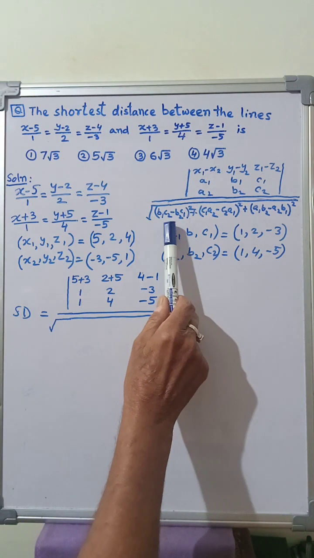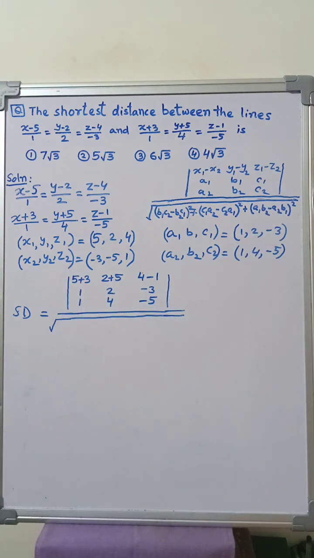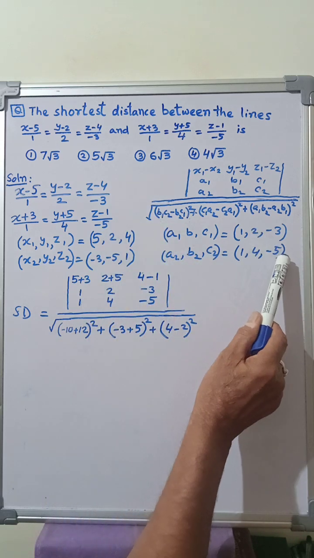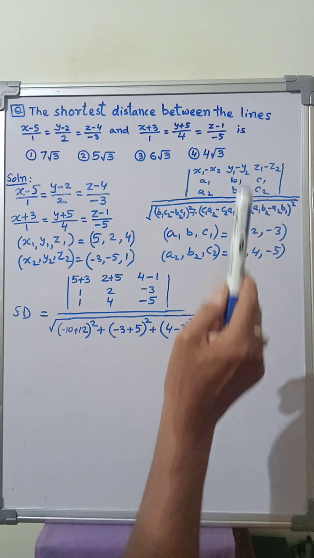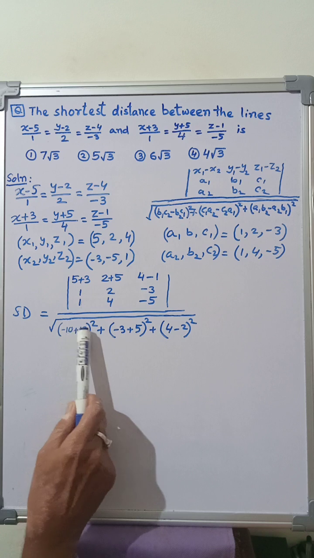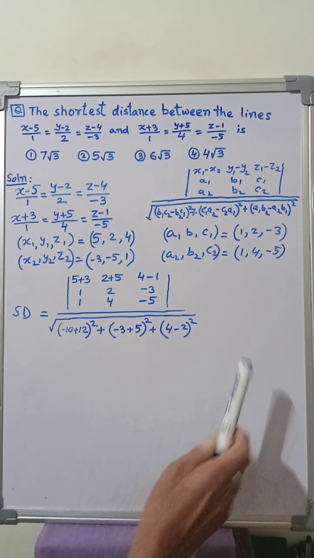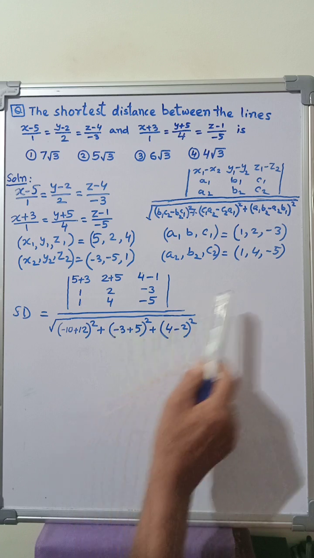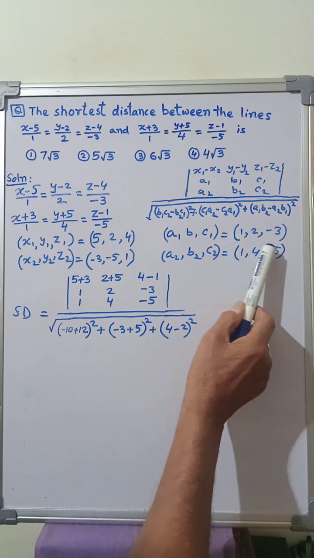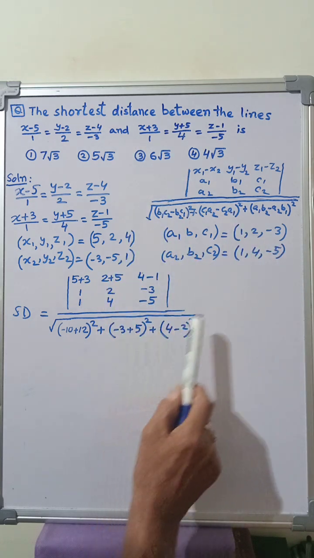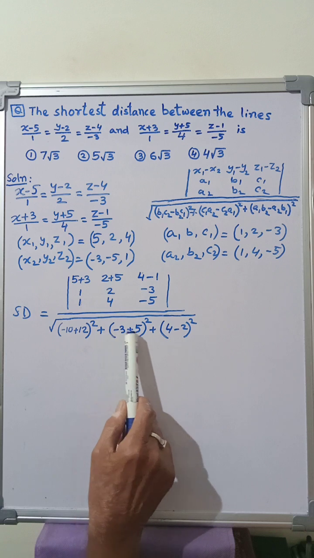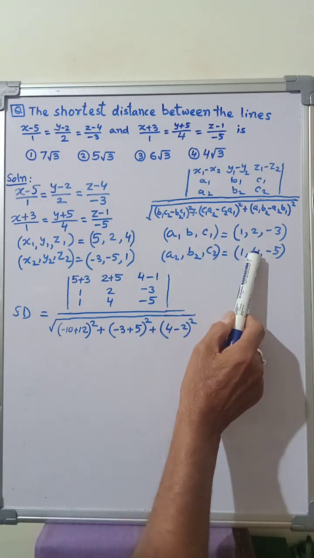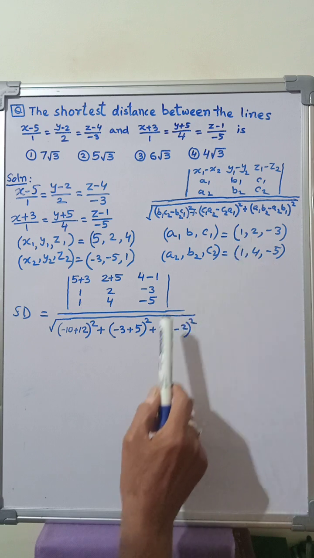Now we'll put the values of b1 c2 minus b2 c1 and so on. Now b1 c2 minus b2 c1: b1 c2 is minus 10, minus of 4 into minus 3, that is minus 10 plus 12 whole square. Similarly, c1 a2 minus c2 a1 whole square. c1 a2 is minus 3, minus of c2 a1, c2 a1 is minus of minus 5, that is plus 5. Minus 3 plus 5 whole square. And a1 b2 minus a2 b1 whole square. a1 b2 is 4, a2 b1 is 2, 4 minus 2 whole square.